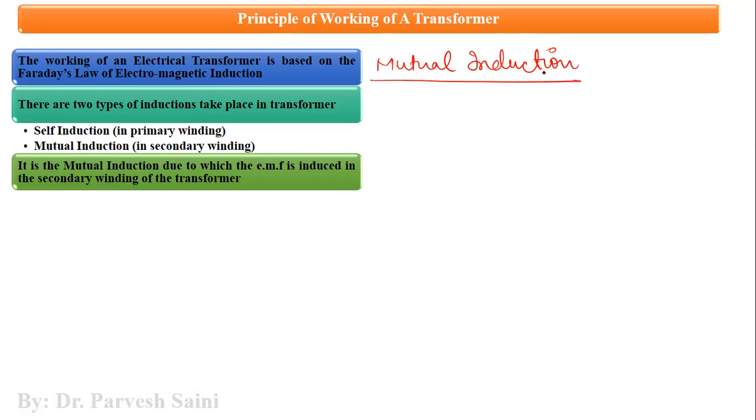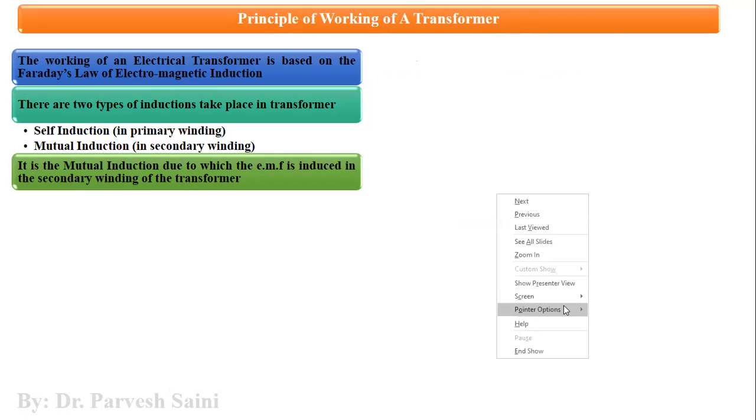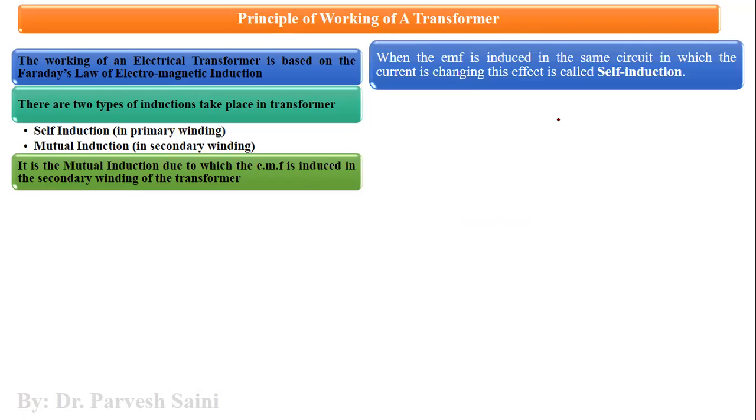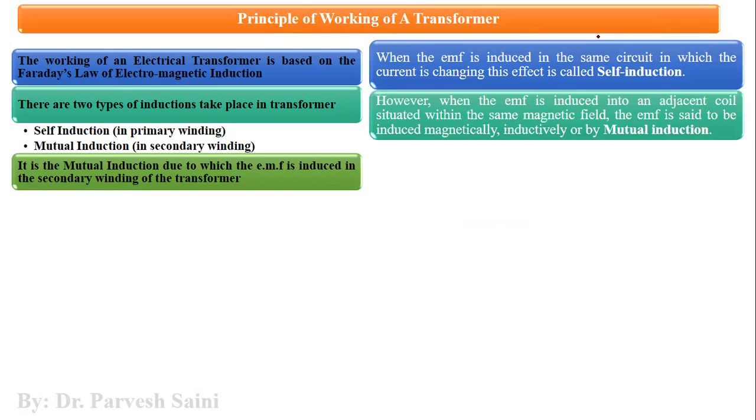So now let us move further. Now, this is what I was talking about, the self-induction. When we have the EMF induced in the same circuit, same conductor, because of that same current, it is the self-induction. And if the EMF is induced in some other coil, other conductor, because of the magnetic field produced by the primary coil, primary conductor, we call this the mutual induction.